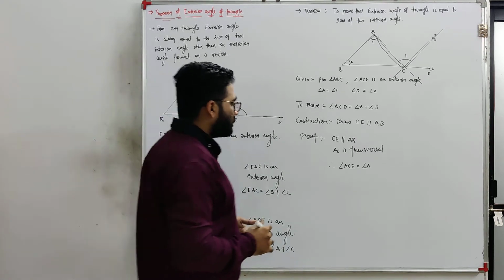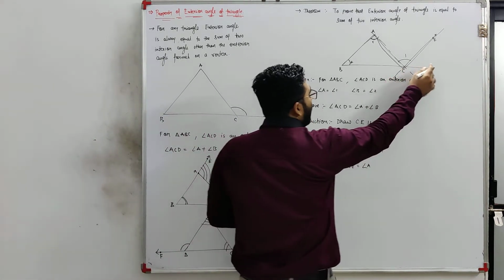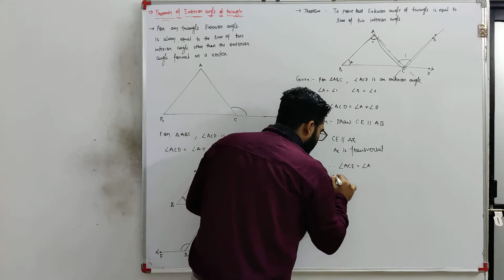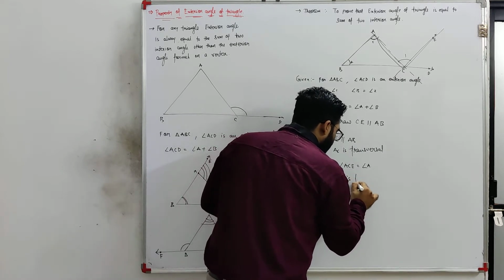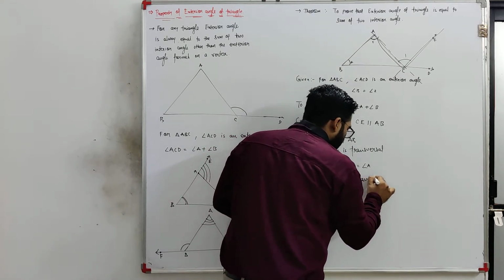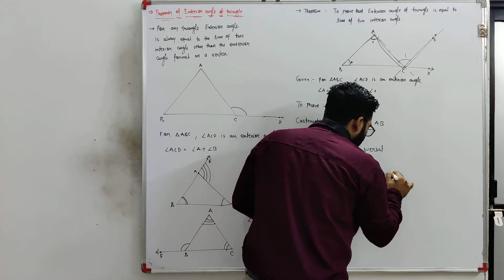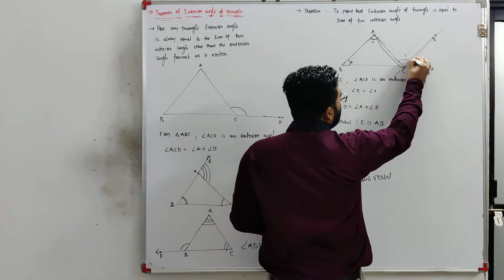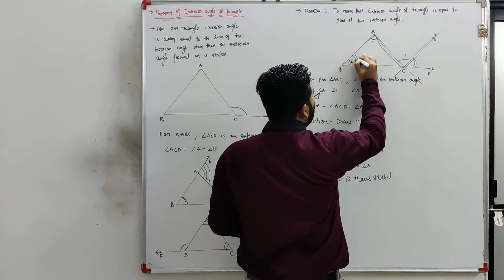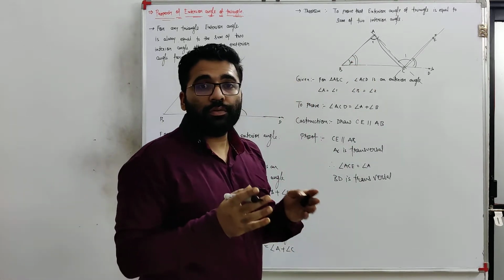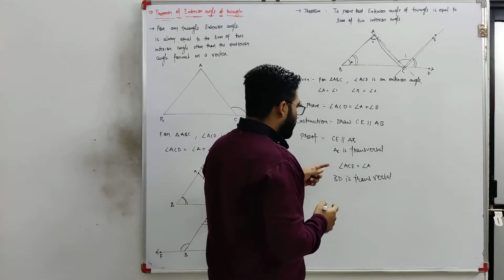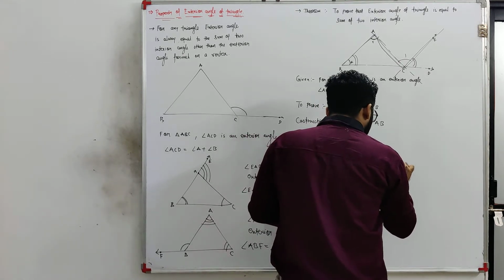Same way, if I consider BD as a transversal, BD is a transversal. So if BD is a transversal, then this angle and this angle are equal. Why? Due to corresponding angles. So here these are equal by alternate angles.